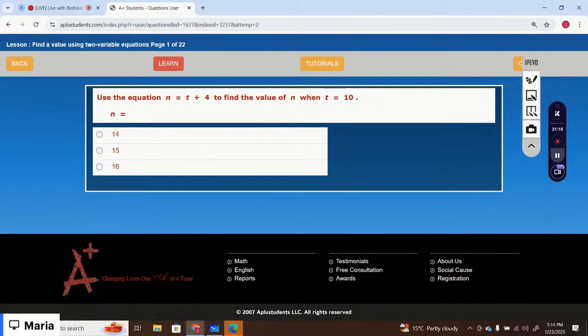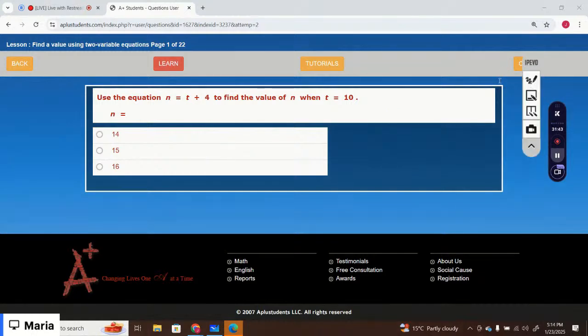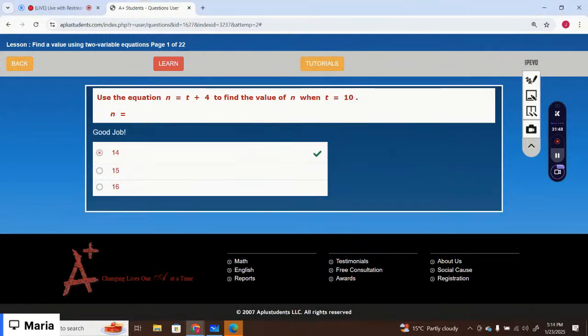Use the equation n equals t plus 4 to find the value of n when t equals 10. So you have to calculate the value of n. You are given t equals 10. So 10 plus 4 makes 14. That means when t equals 10, n equals 14. The correct option is 14. Option number 1 is the correct option.